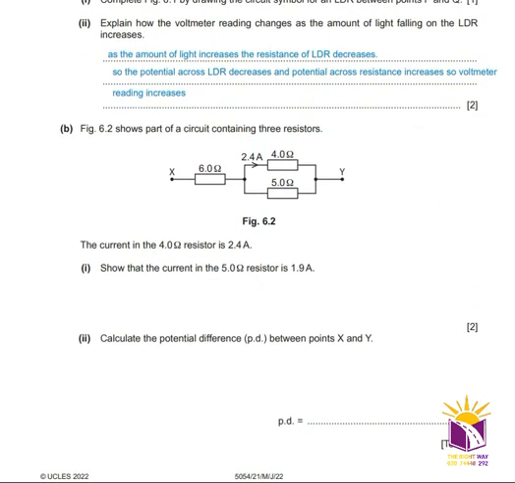Part B. Figure 6.2 shows part of a circuit containing three resistors. The current in the 6 ohm resistor is not given. The potential difference across the 4 ohm resistor is 2.4 volt, and the current in the 5 ohm resistor is also not given. The current in the 4 ohm resistor is 2 ampere. Show that the current in the 5 ohm resistor is 1.9 ampere. As we know, the potential across these two points will be the same. So the potential across the 4 ohm resistance, V equals IR, is 2.4 multiplied by 4, which is equal to 9.6.